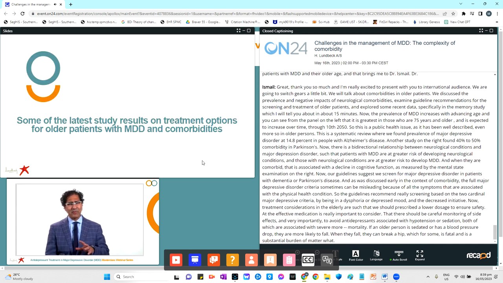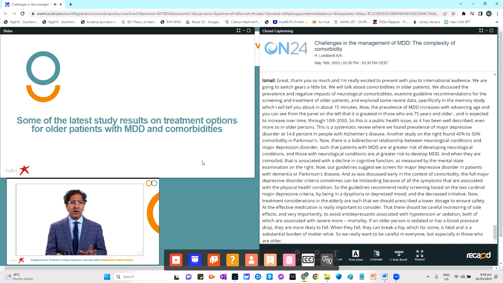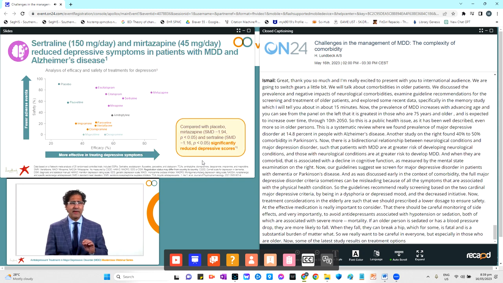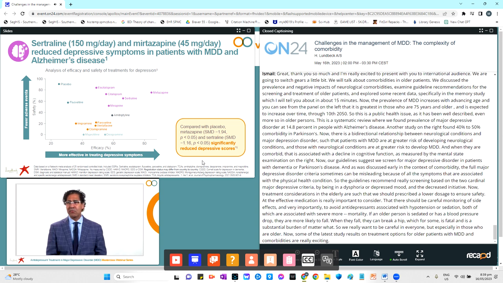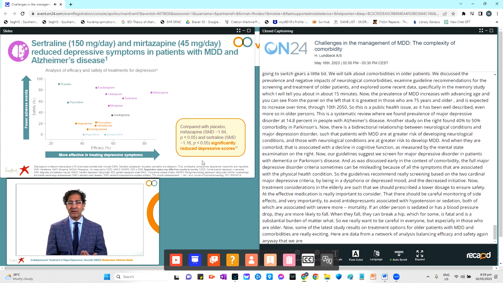Now, some of the latest study results on treatment options for older patients with MDD and comorbidities are really, really exciting. Here are data from a network meta-analysis balancing efficacy and safety, again in the way that we're used to seeing these types of studies, showing that both mirtazapine and sertraline outperformed placebo, balancing tolerability, and had standardized mean differences significantly greater than placebo when it came to improving depressive symptoms.